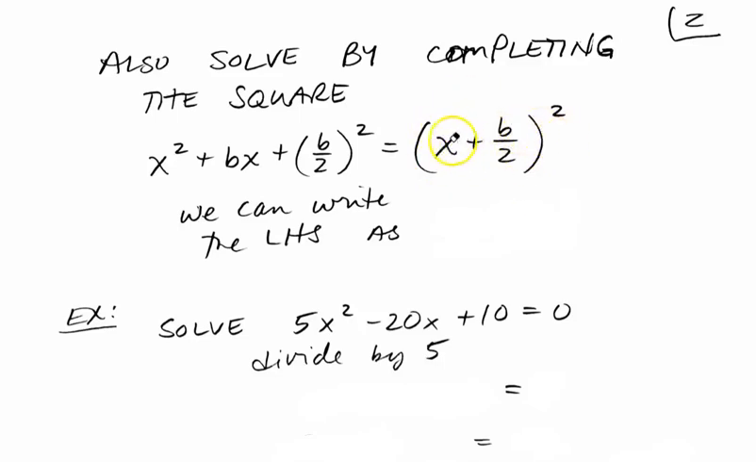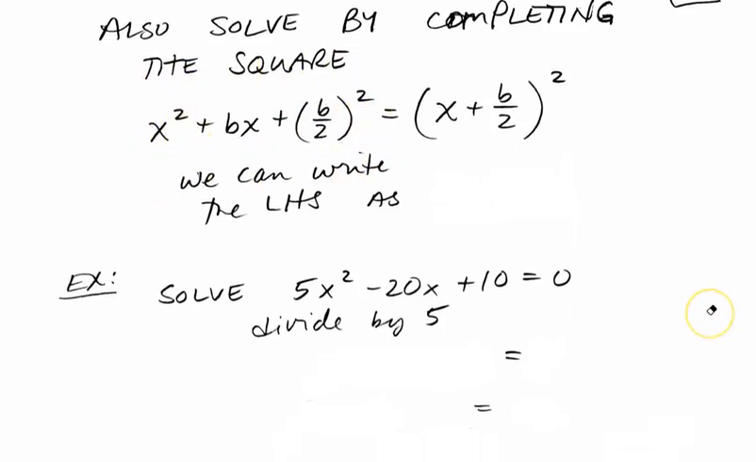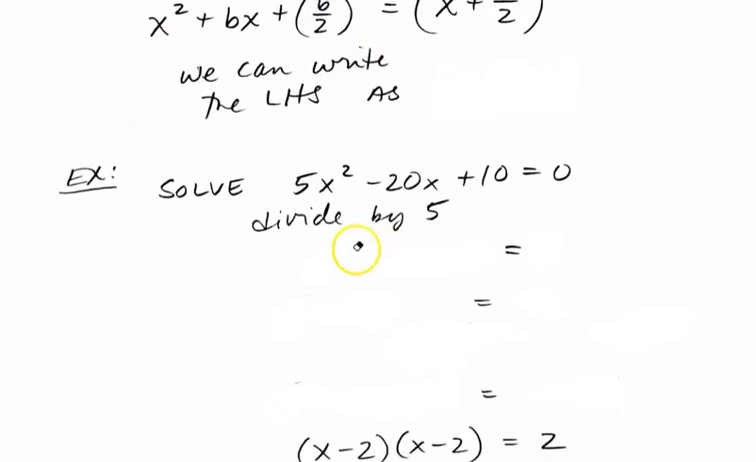Just kind of look at this. If it were to FOIL out, we'd have x squared, right? We'd have b over 2 times x plus b over 2 times x. That gives us bx. And then we'd have b over 2 times b over 2, so b over 2 squared. So that's how we can write the left-hand side. And so the question is, can we get the left-hand side? So let's go ahead and look at an example here.